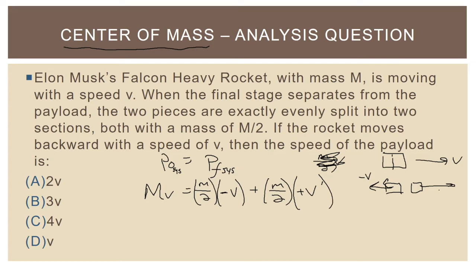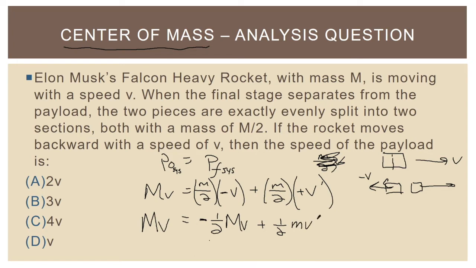Now here's the deal. If you take a look at this problem, all this really is math. Here, I have mv equals negative 1/2 mv plus 1/2 mv prime, which is the thing that I'm looking for.